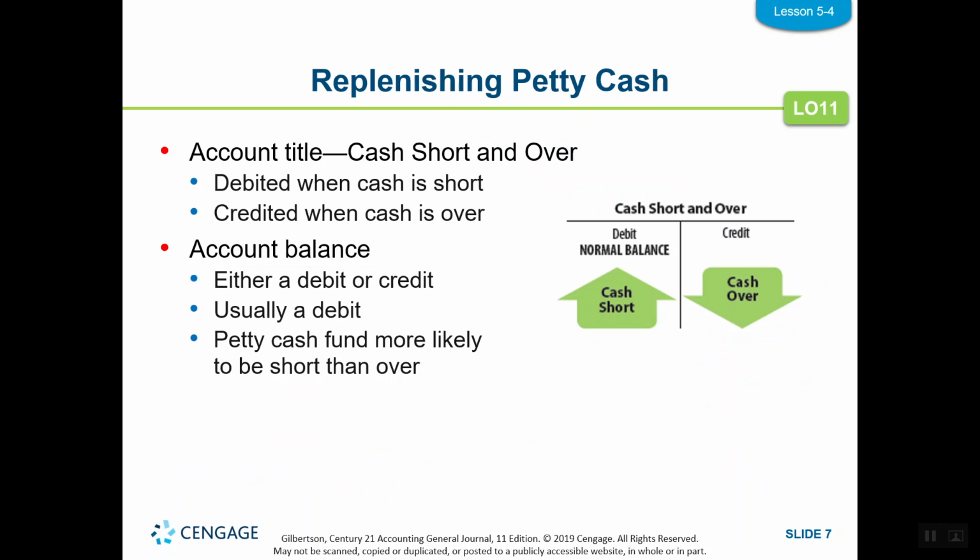Okay, our account title is cash short and over. It's debited when the cash is short, credited when cash is over. This balance is weird because it could either be a debit or a credit. Usually it's going to be a debit. The petty cash fund is more likely to be short than it is to be over.